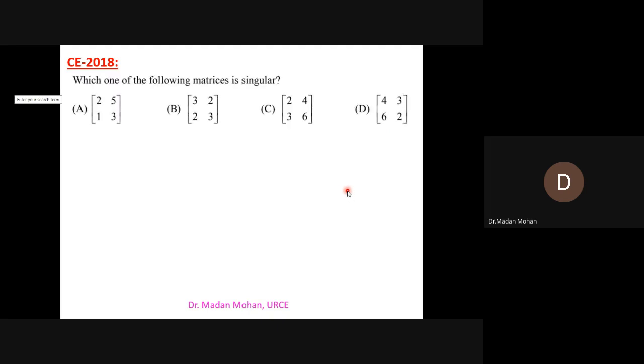Next one. This is a problem given for civil engineering in 2018. I think you are very comfortable with this because numbers are given. Which one of the following matrix is singular? Please, you can easily answer it. Option C. Very good. Singular means? When do you say a matrix is singular? Its determinant is 0, because 12 minus 12, remaining are not zeros. Okay, very simple.